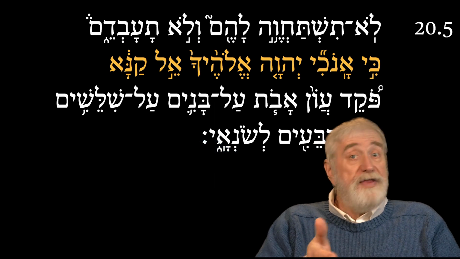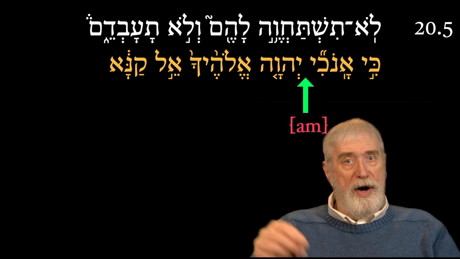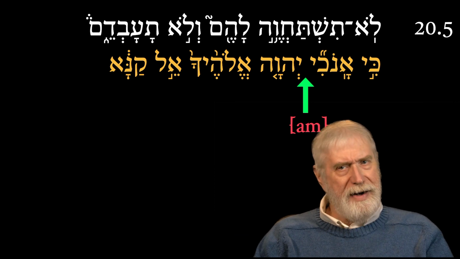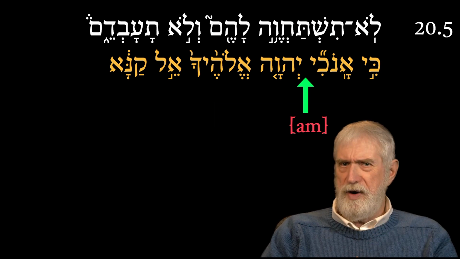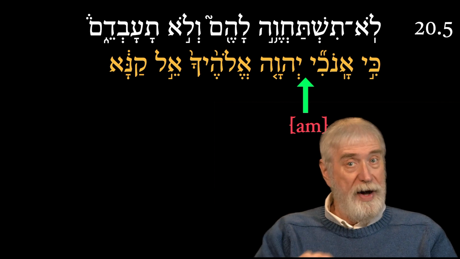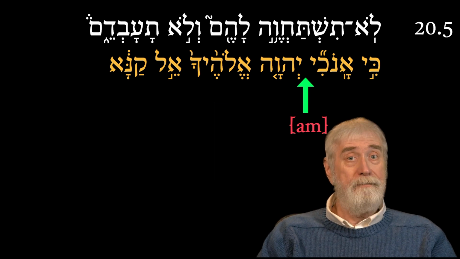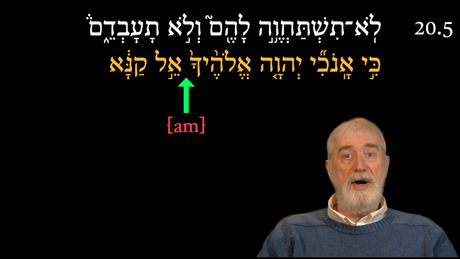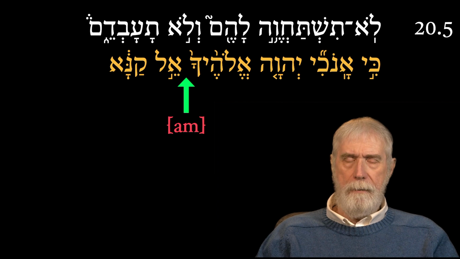We could insert it at the beginning and read this as, because I am Yahweh your God, a jealous God. And that works grammatically, but it sounds a little bit clumsy in English, especially when we put it together with what follows. So most people would probably take the phrase Yahweh your God as an appositive to the pronoun I, and they would insert the verb after that. So they would read it, because I, Yahweh your God, am a jealous God.